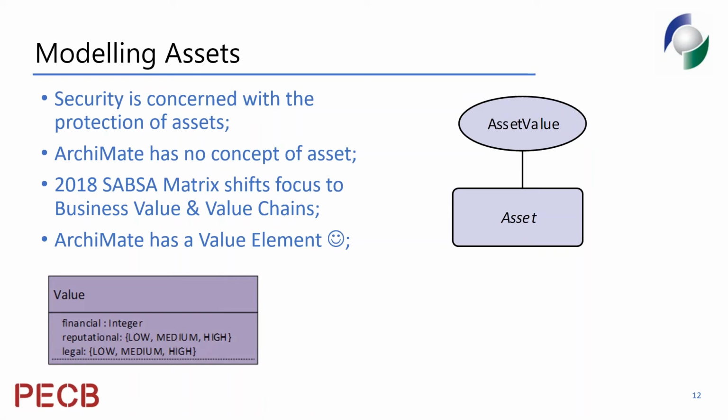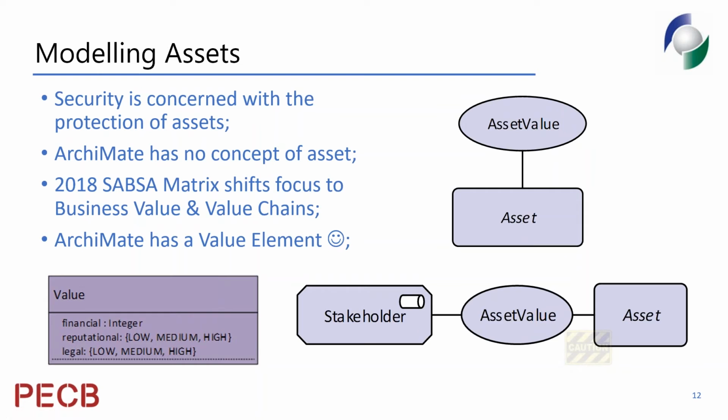We can add some properties that say, well, is that value financial, or is it to do with reputation? Is it a legal or compliance thing? We can give them a notation of low, medium, high that allows us not just to note that there is value there, but actually to give it some quantifiable properties. We can also say to whom that value is important by inserting it in line between the stakeholder that values that asset and the asset, which is the thing that we need to protect.